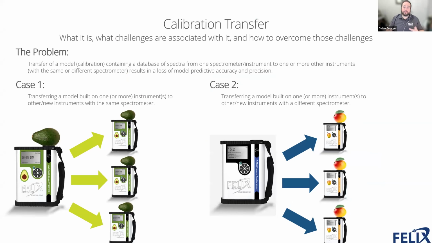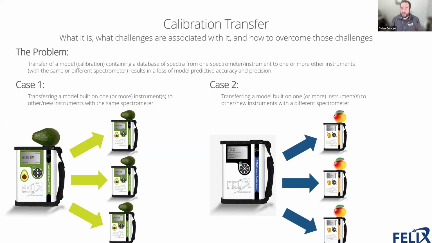So let's go ahead and first focus on calibration transfer. And I wanted to first just briefly summarize and discuss what the problem is that we're facing with calibration transfer. So the problem is transfer of a model or a calibration containing a database of spectra from one spectrometer or instrument to one or more other instruments results in a loss of model predictive accuracy and precision.